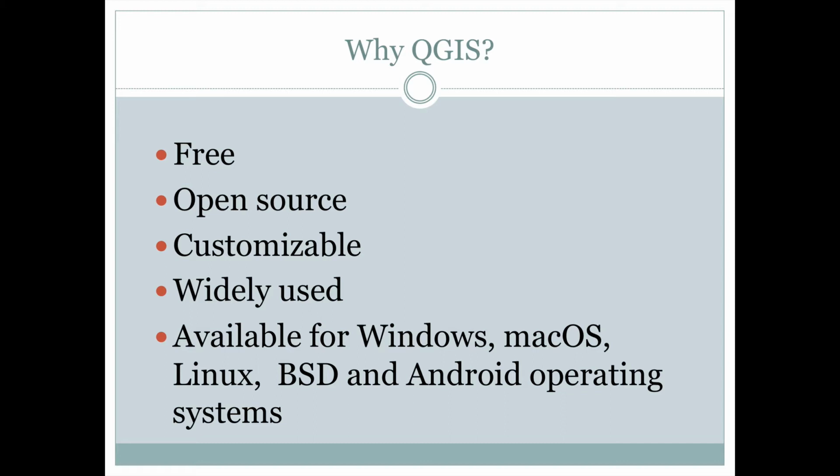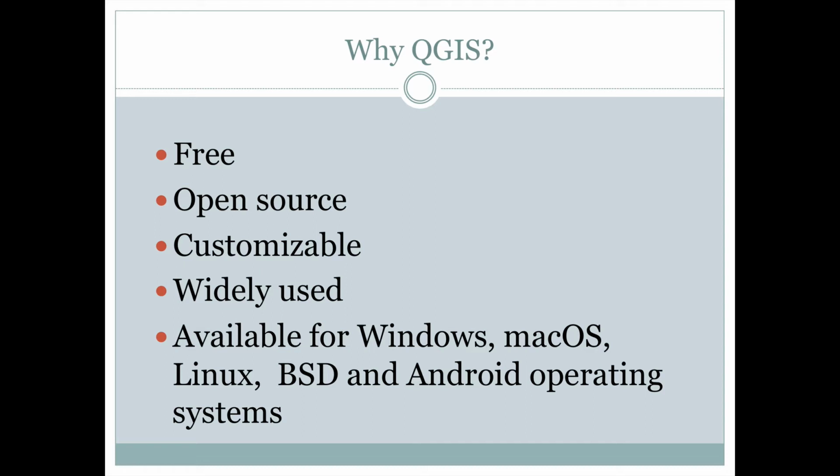It's open source, which means people can actually go in, change the source code if they want to, and customize it to their specific uses. So in addition to being open source, it is customizable. It is getting more and more widely used. Part of the reason is because it's free and open source, but also it has a lot more functionality than it did a few years ago and is a good choice as an alternative GIS to use.